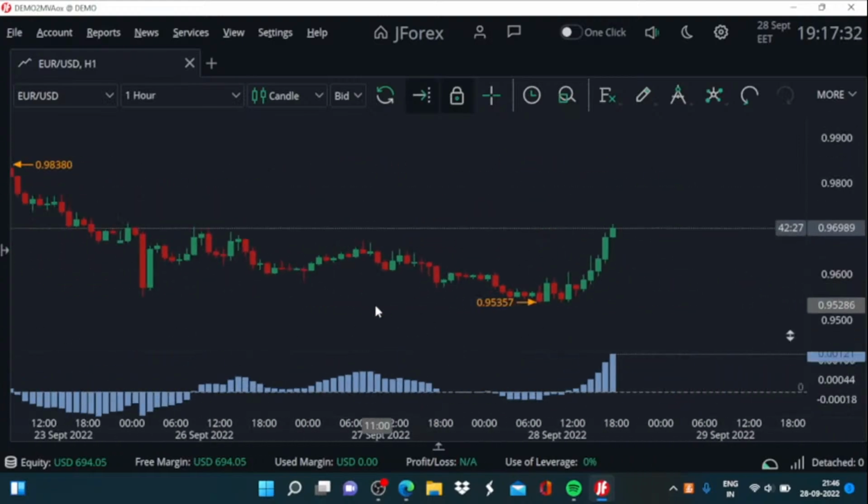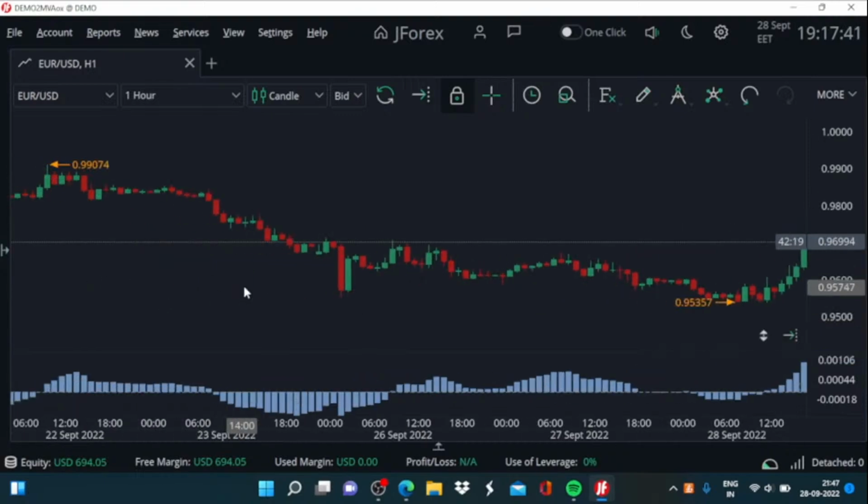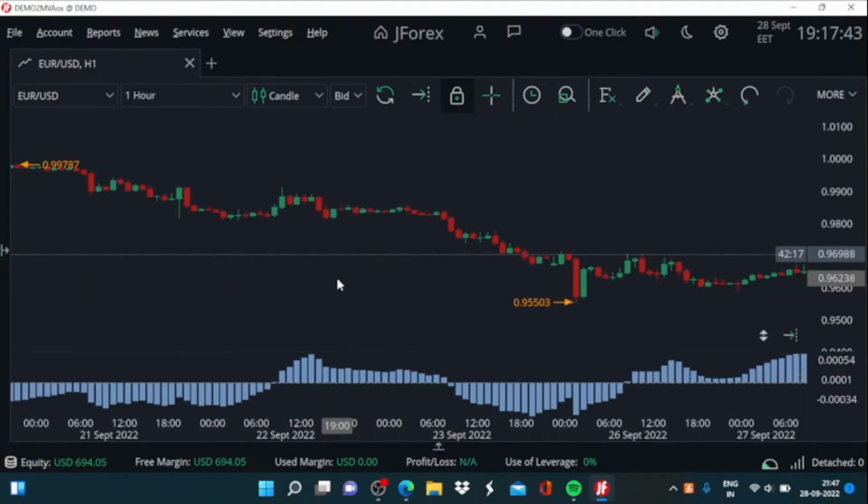Now let us see some of the ways in which we can customize this indicator. And also there is another interpretation, another way to use it. There are going to be many ways in which you can take advantage of this indicator, and one of those ways is to look for the divergence.